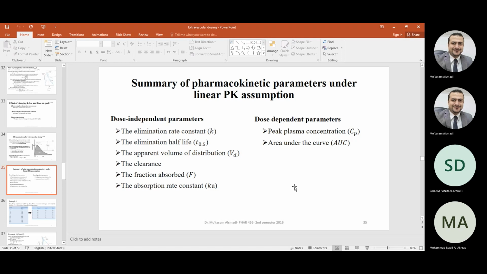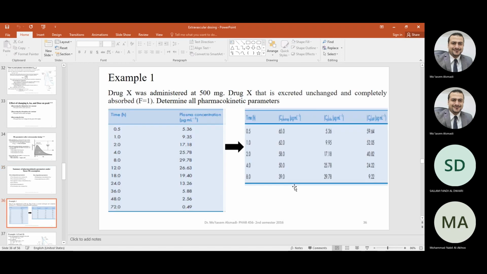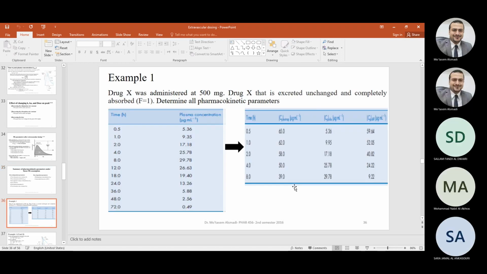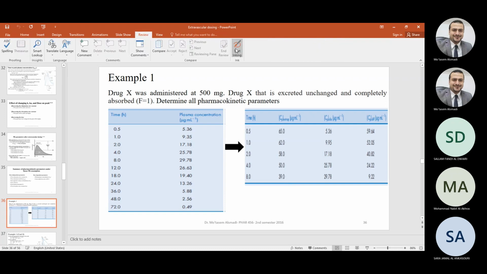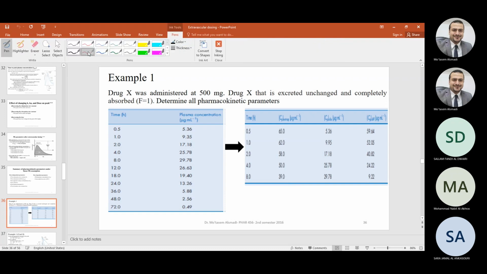Any questions till now? Right. Let's go to the first example. We have drug X, which was administered at 500 milligrams. Drug X is excreted unchanged and completely absorbed. When I change it from completely absorbed to completely bioavailable, just scratch this word here. So this is not completely absorbed.